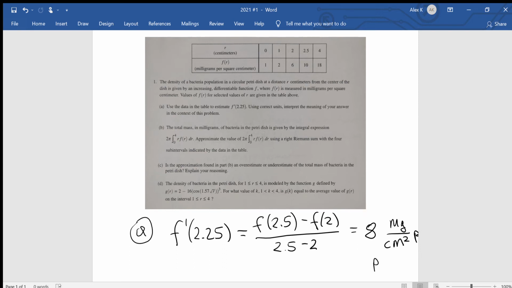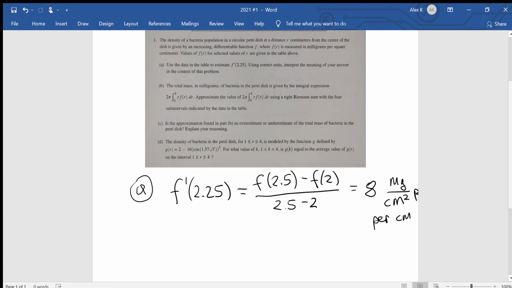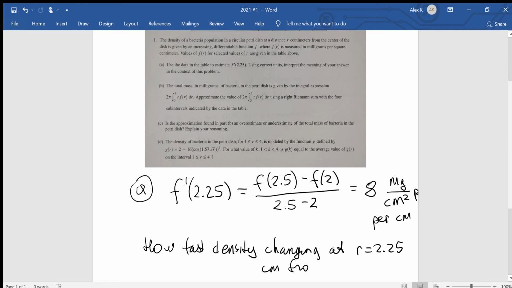Okay, I should write it here. So what is the meaning of this value? It's how fast the density is changing at r equals 2.25 centimeters from the center. Okay, that takes care of that. We got the units, we got everything that we need, and we interpreted that.